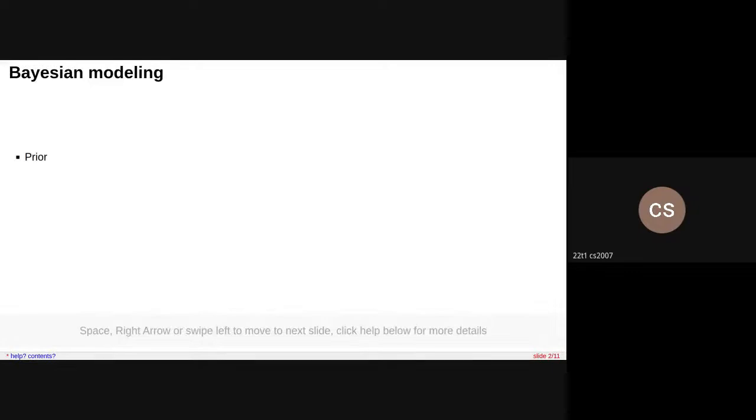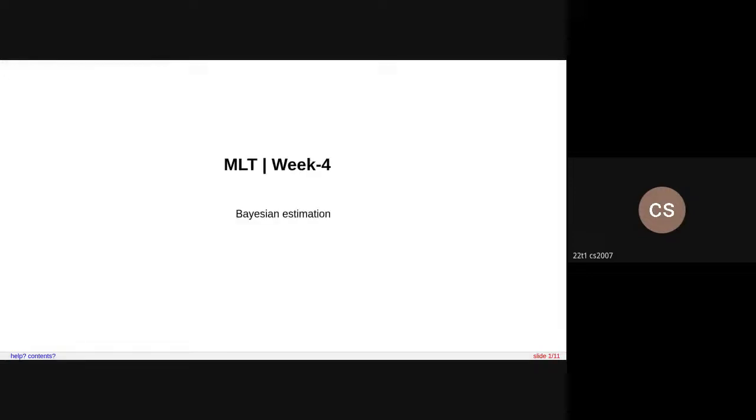Okay, so now we go to the Bayesian modeling, right? So we saw MLE, right? So MLE is one thing. Next concept is Bayesian modeling. Again, you have done this in stats too. So this is how we go about it.